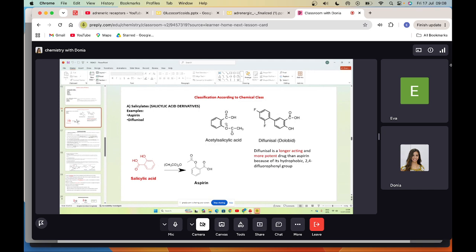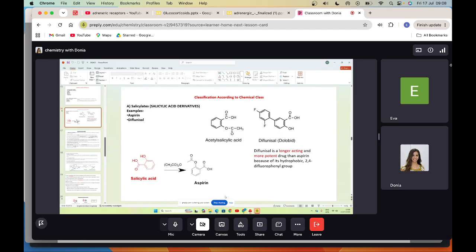But the diflunisal is not irreversible. No, the diflunisal is reversible. I will talk about it. I just need to finish the acetyl, and I will tell you about the diflunisal. Is it clear? Another point for the aspirin is that it inhibits the thromboxane. That's why it is antiplatelet. It acts as an antiplatelet.